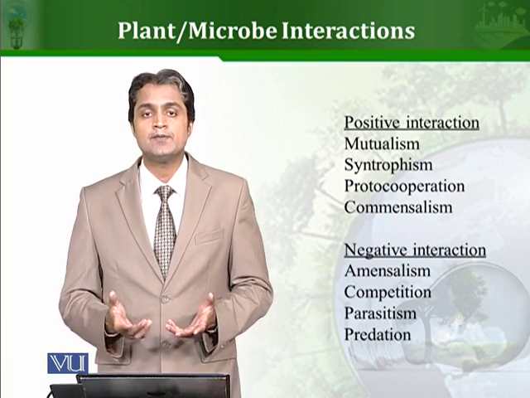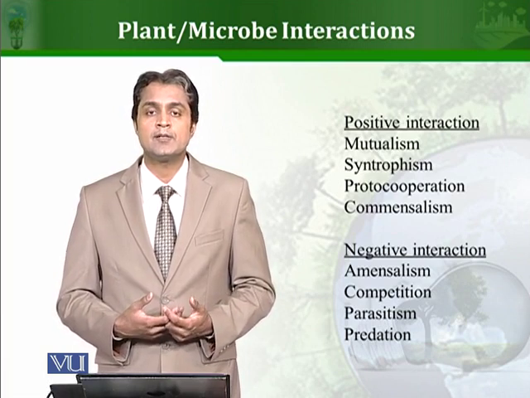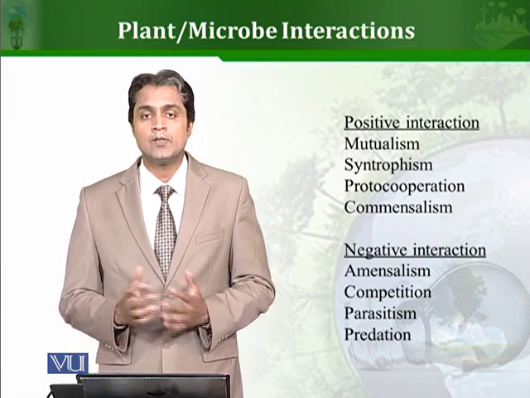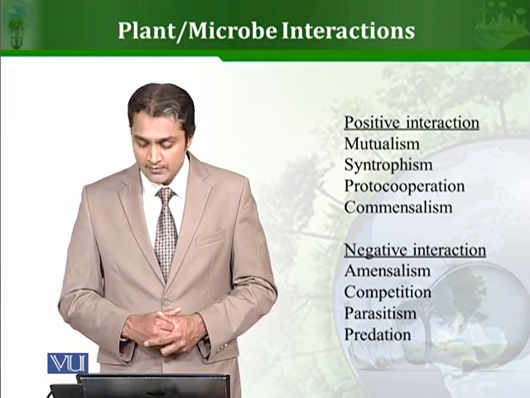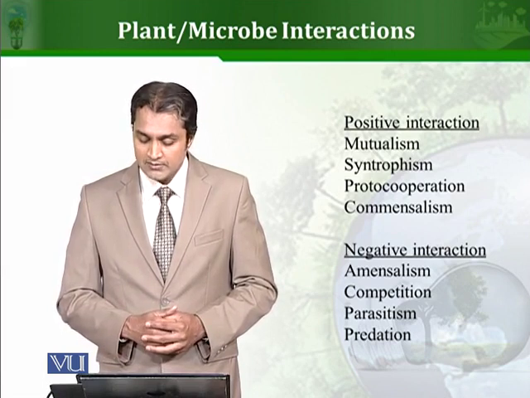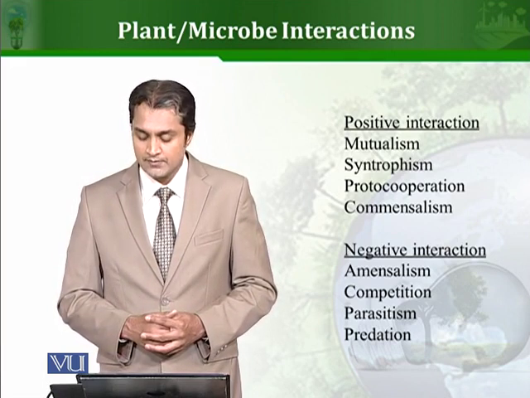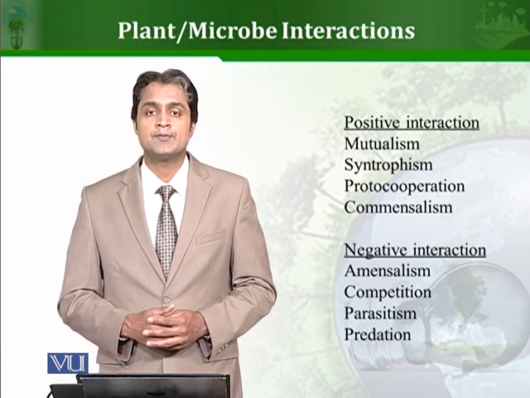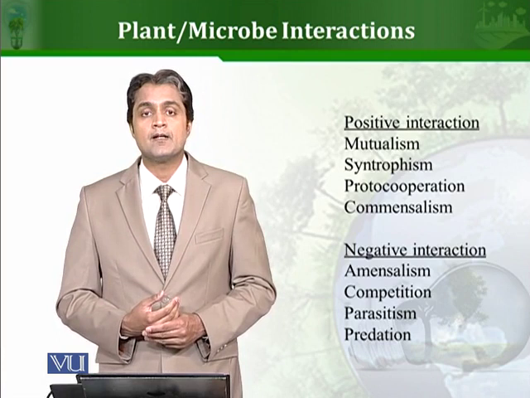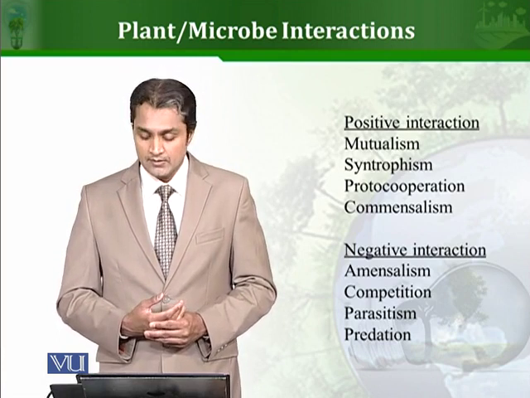So in some of these, both the plant species and the microbes get benefit from each other, and in some of these only one of the organisms gets benefit, the other one is not harmed. And in case of negative interaction, commensalism is there, competition, parasitism and predation is there as well, which results in the damage of the plants.